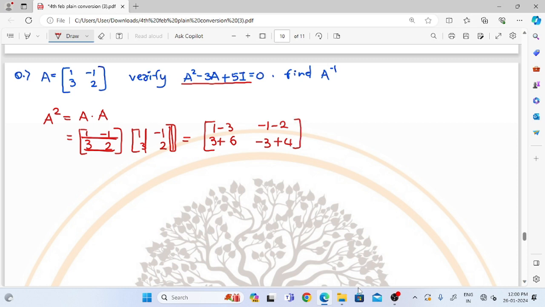So if we solve this, 1 minus 3 is minus 2, minus 1 minus 2 is minus 3, 3 plus 6 is 9, minus 3 plus 4 is 1. So this is the value of A square.